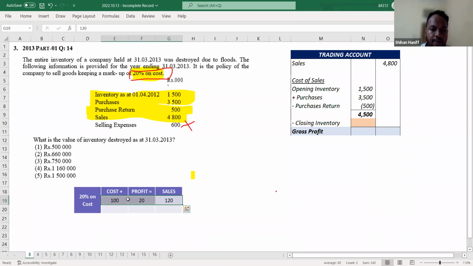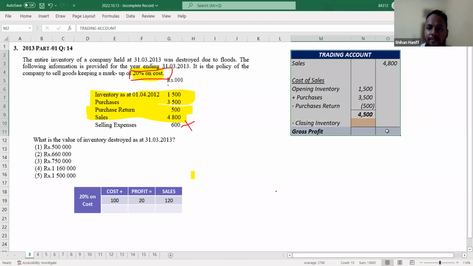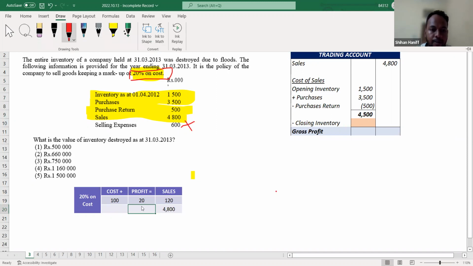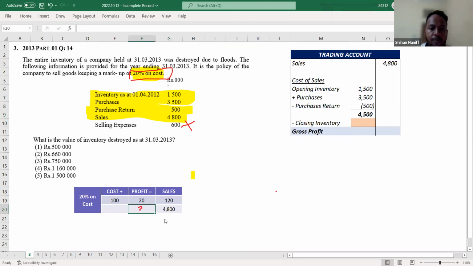We write down this: cost plus profit equals sales. Now in our question, what do we have? Do we have the profit? Do we have the cost of sales? No, we don't have these two, but we have the sales value. Sales value is 4,800. So we put it here, right? If the sales value is 4,800, how much will be the profit? So 120 means 20, 4,800 means how much?